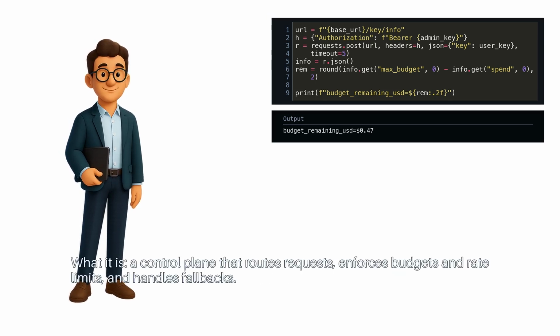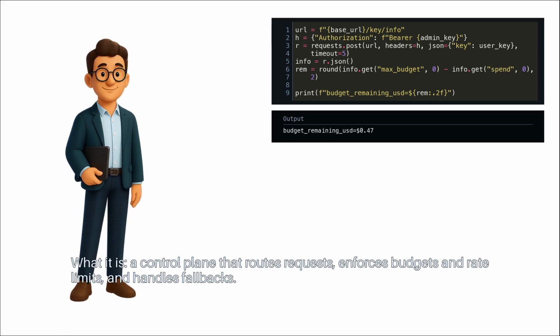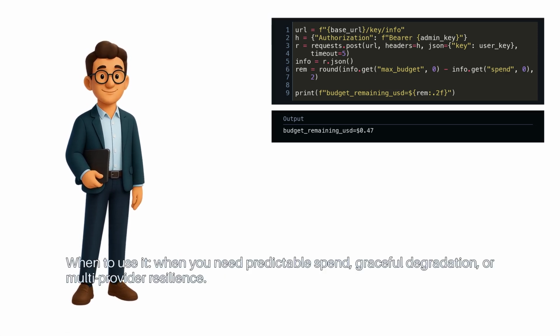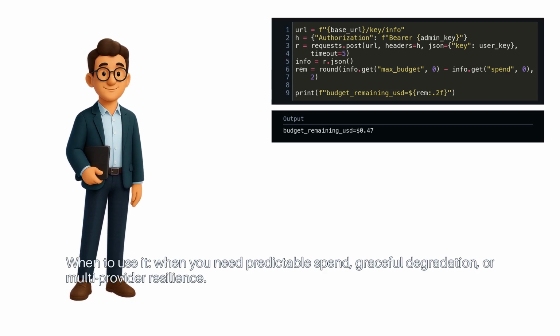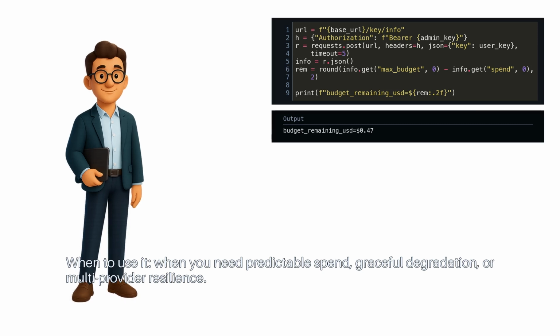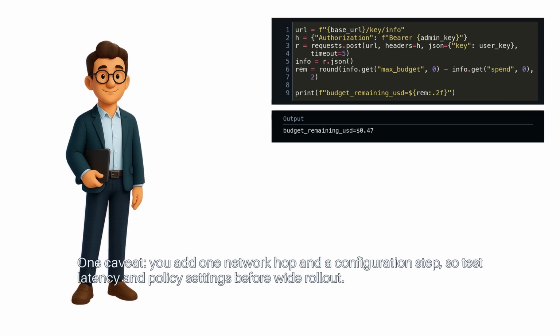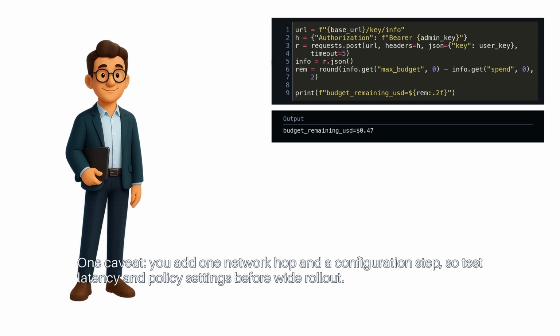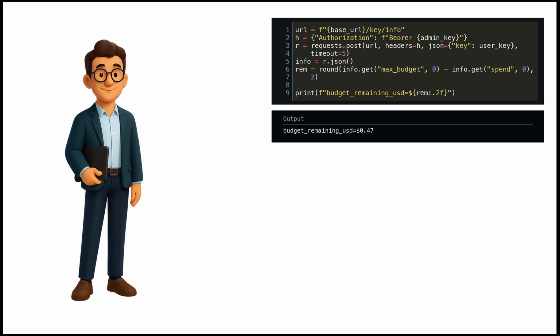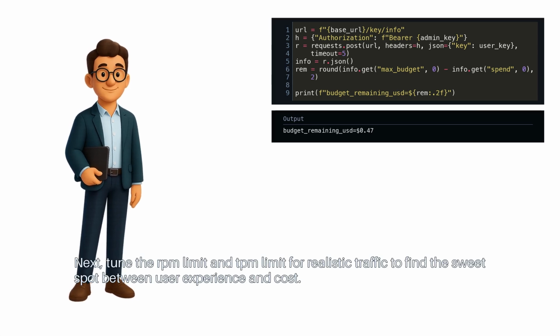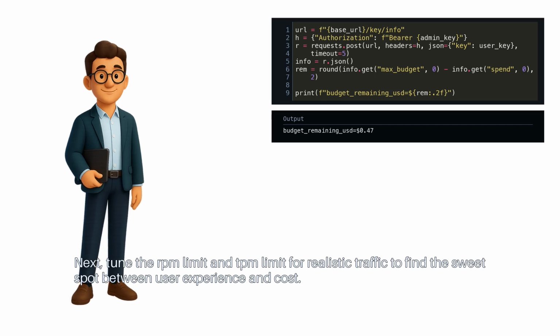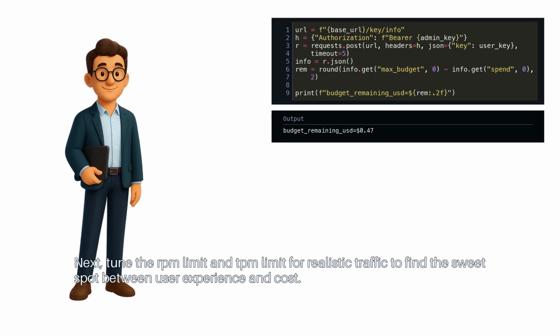Recap: what it is. A control plane that routes requests, enforces budgets and rate limits, and handles fallbacks. When to use it. When you need predictable spend, graceful degradation, or multi-provider resilience. One caveat. You add one network hop and a configuration step, so test latency and policy settings before wide rollout. Next, tune the RPM limit and TPM limit for realistic traffic to find the sweet spot between user experience and cost.